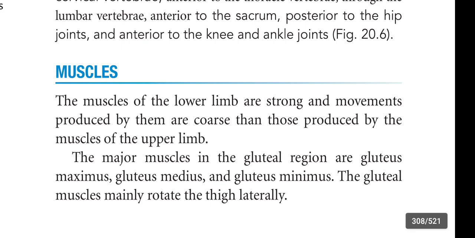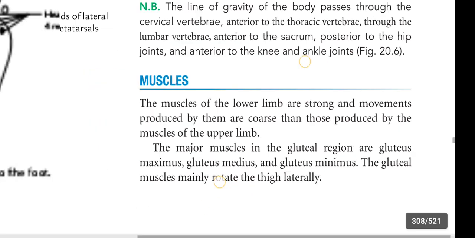The major muscles in the gluteal region are gluteus maximus, gluteus medius, and gluteus minimus, and the gluteal muscles mainly rotate the thigh laterally. Maximus, medius, and minimus. They rotate the thigh laterally.